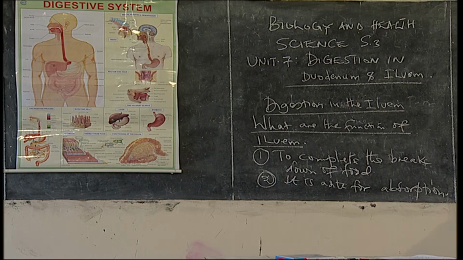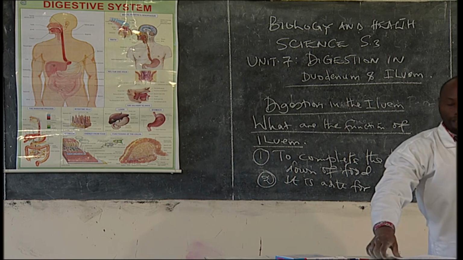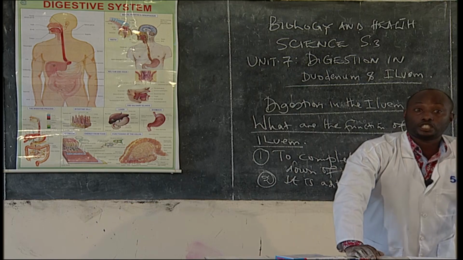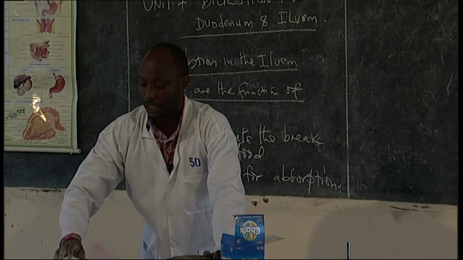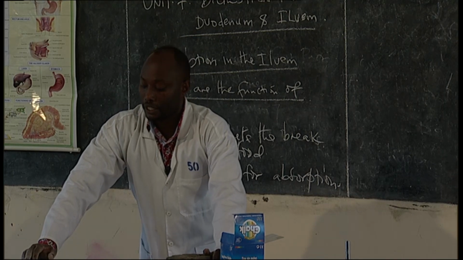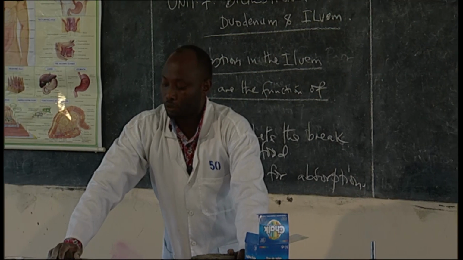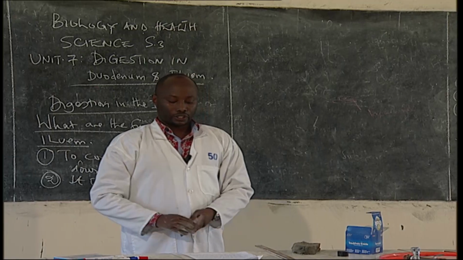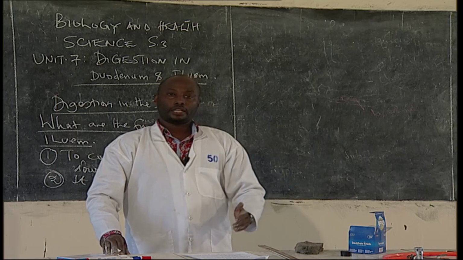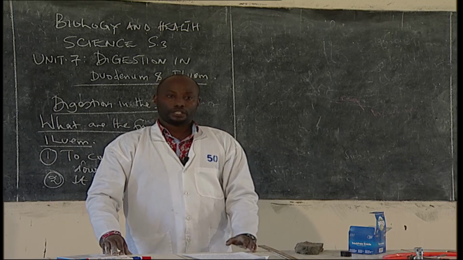The epithelial lining of the small intestine has special cells. These special cells are called goblet cells. The goblet cells secrete mucus, and this mucus protects the small intestine from being digested. Being digested by what? By digestive enzymes.